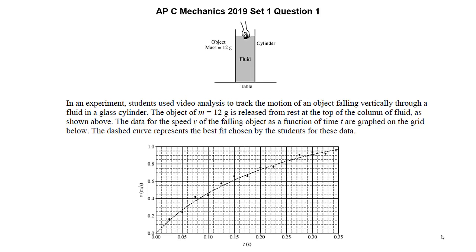Hello everyone. So I just wanted to take a few minutes here and go over, as you can see, AP Mechanics 2019, Set 1, Question 1. It's kind of an interesting one where they're dropping this object in a fluid. So that means that it's not obviously free fall.